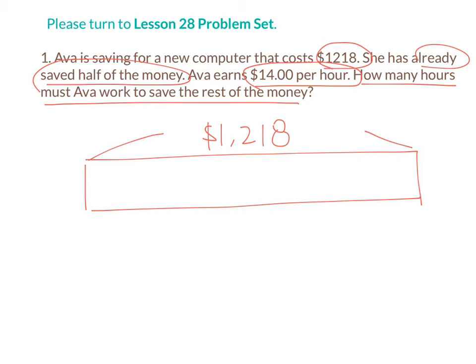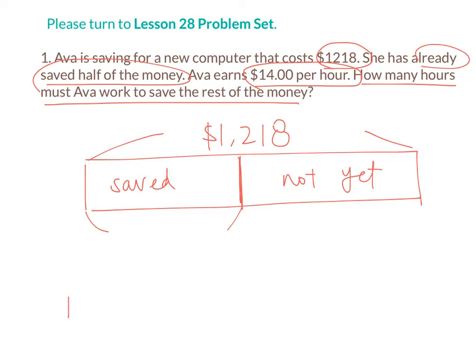Now, what do we know about this full amount? Does she already have some of it? Yeah. How much does she already have? Half. Half. So go ahead and divide it in half. And this is what she already has. This is already saved. And this is the part that's not yet. Okay. Now how can I figure out how much money she's already saved? How can I label the dollar amount that she's already saved? I just need to divide 1,218 by 2. Okay, go ahead and do that.